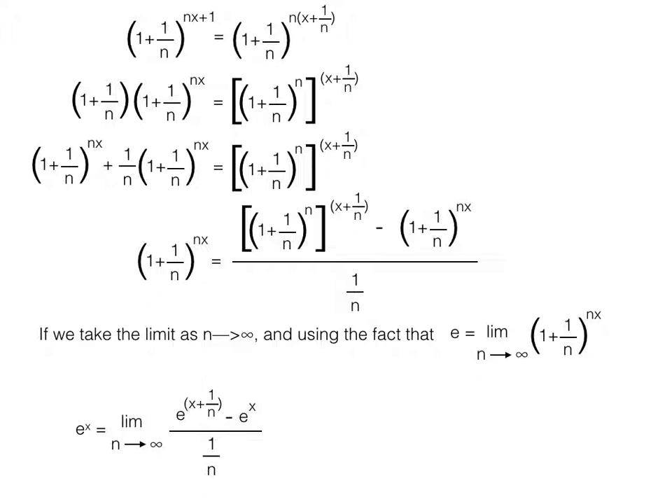Then at this point, if we substitute 1 over n with h, then as n goes to infinity, h goes to 0, which gives us e to the x is equal to the limit of e to the x plus h minus e to the x divided by h as h goes to 0. This last expression is nothing but the derivative of our function d by dx f of x, which we had shown earlier. So this completes our solution.